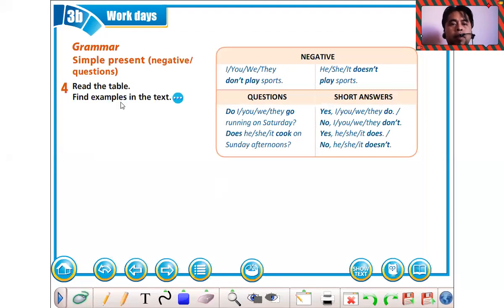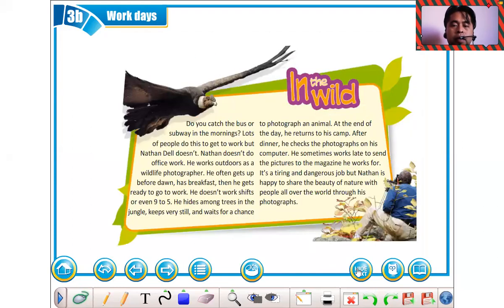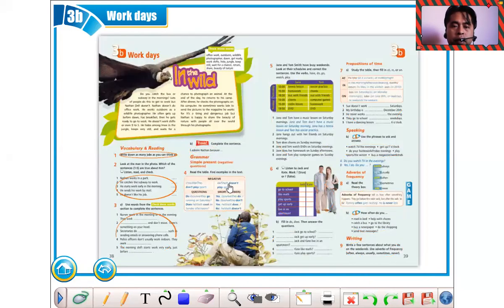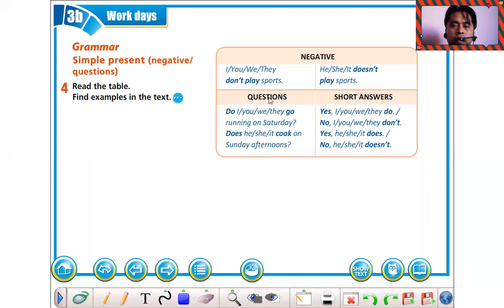Okay, it says grammar, simple present, negative and questions. Read the table, find the examples in the text. This is the text. Okay, so let me see. First, as I told you, here you have the rules. Okay, when we use don't and when we use doesn't, when we use do and when we use does. Okay, so now let's find examples in the text.